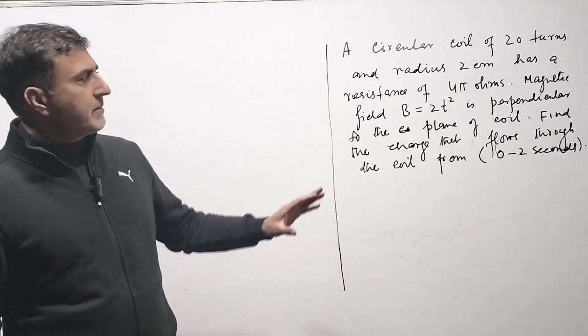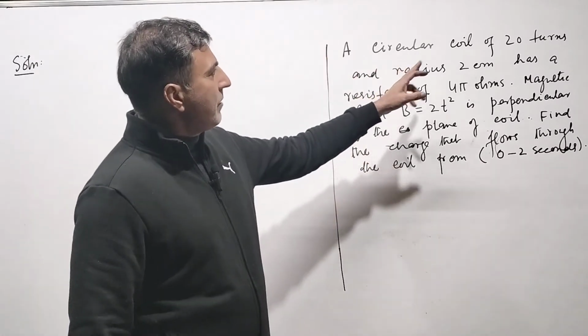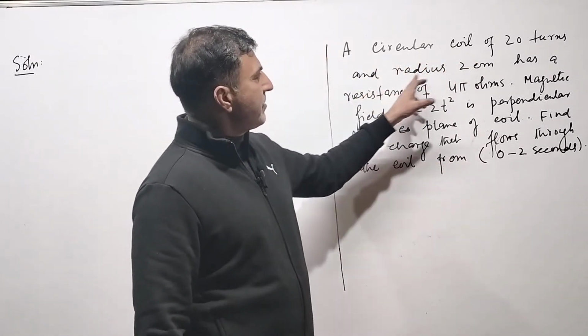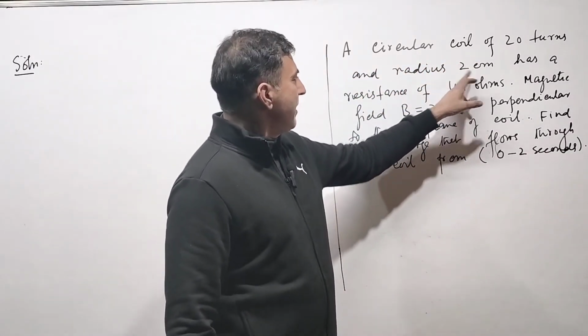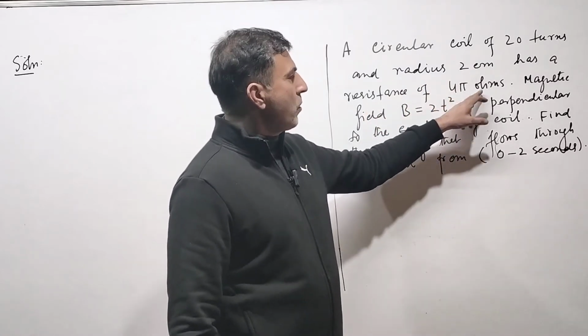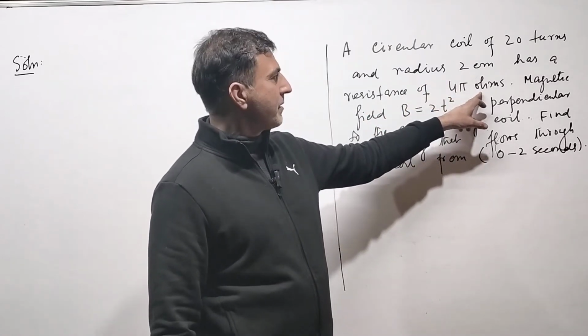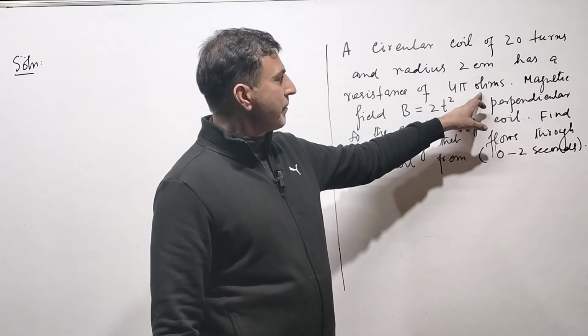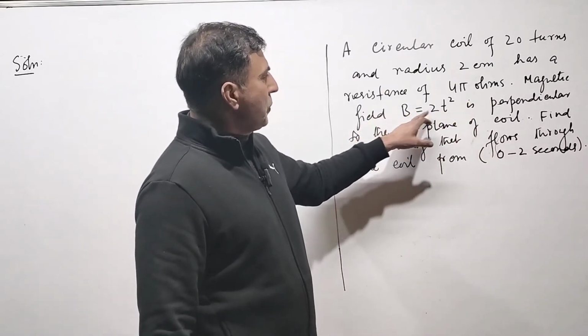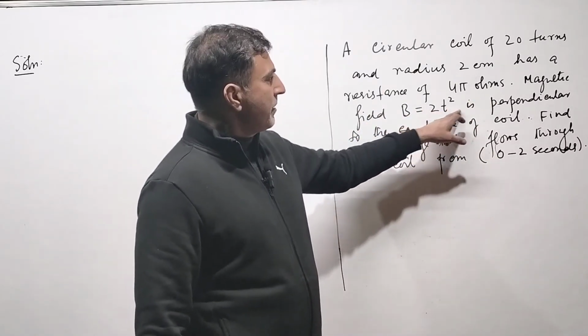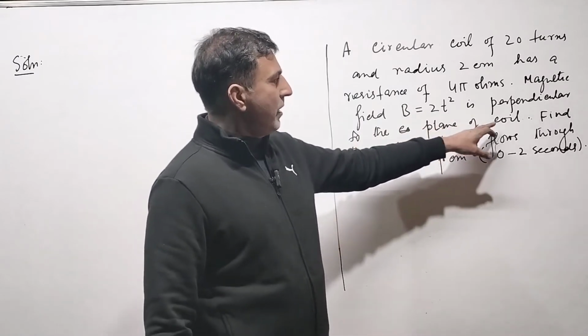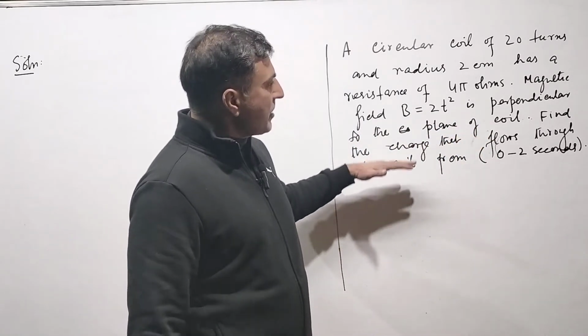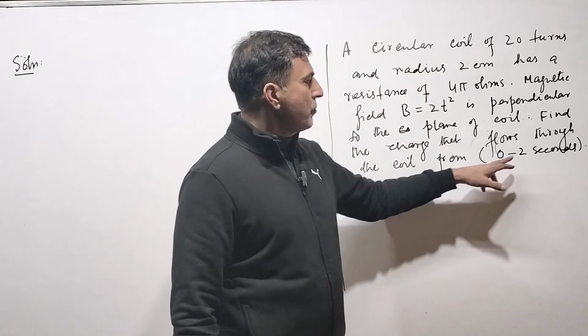The problem is like this. A circular coil of 20 turns and radius 2 centimeters has a resistance of 4 pi ohms. The magnetic field B is equal to t square, perpendicular to the plane of the coil. Find the charge that flows through the coil from 0 to 2 seconds.